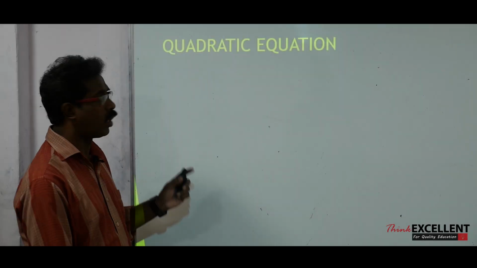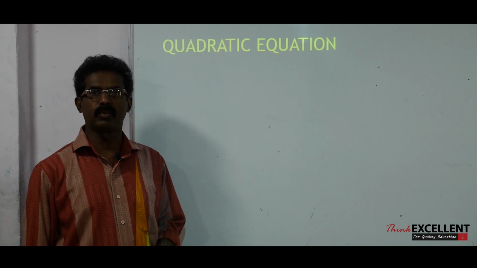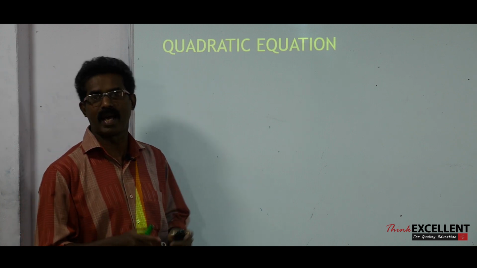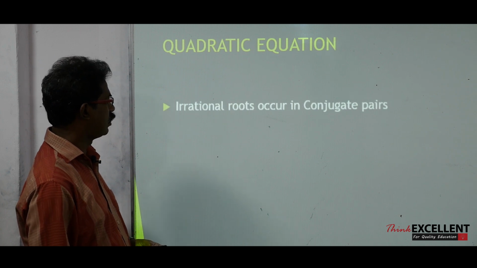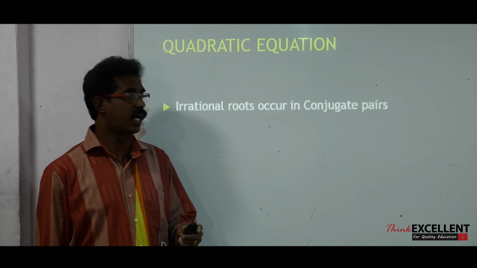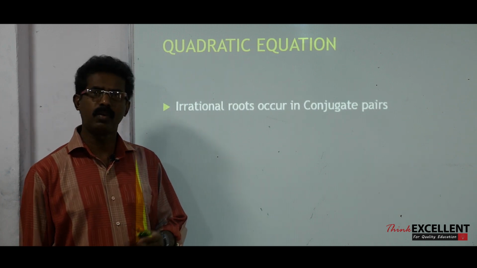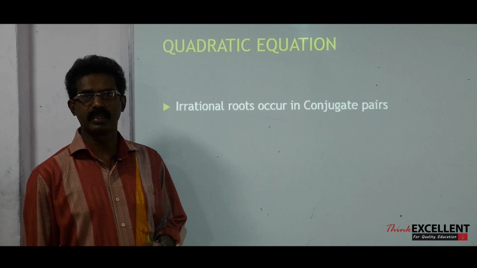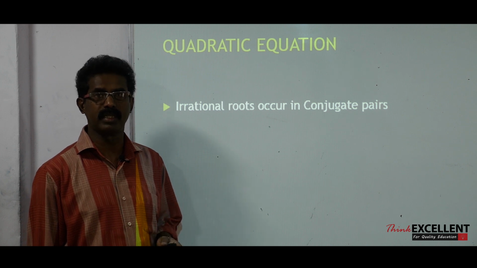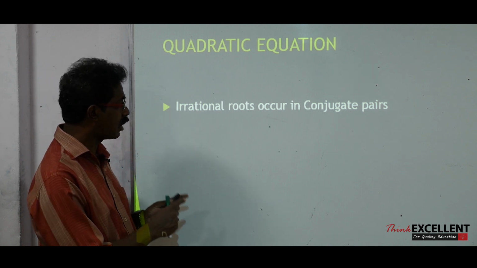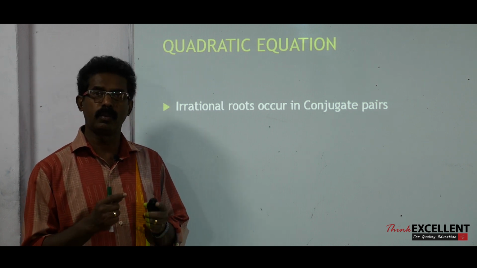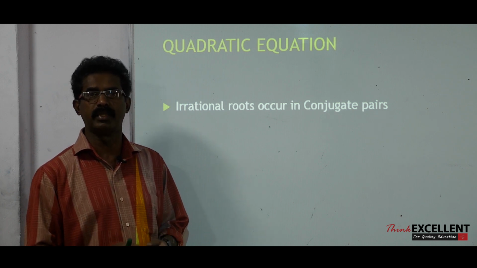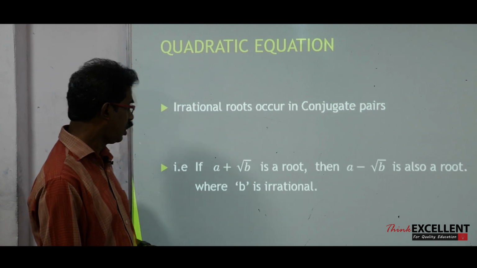Now let us see quadratic equation. You know quadratic equation means degree 2, it has 2 values. And one important thing, irrational roots occur in conjugate pair. You know what is irrational root? 2 plus root 3. It is an irrational root because root 3 is an irrational number. It occurs in conjugate pair. So 2 plus root 3 is a root means 2 minus root 3 is also a root.